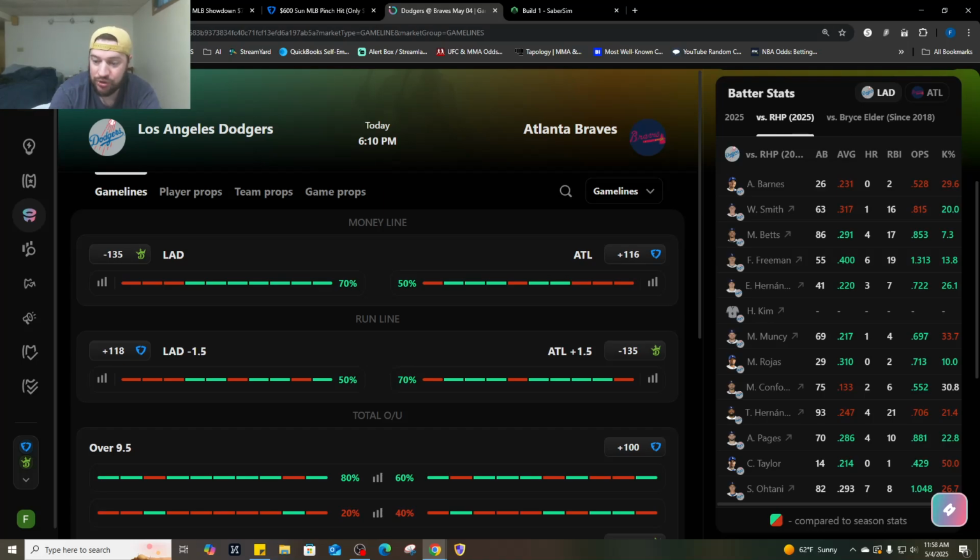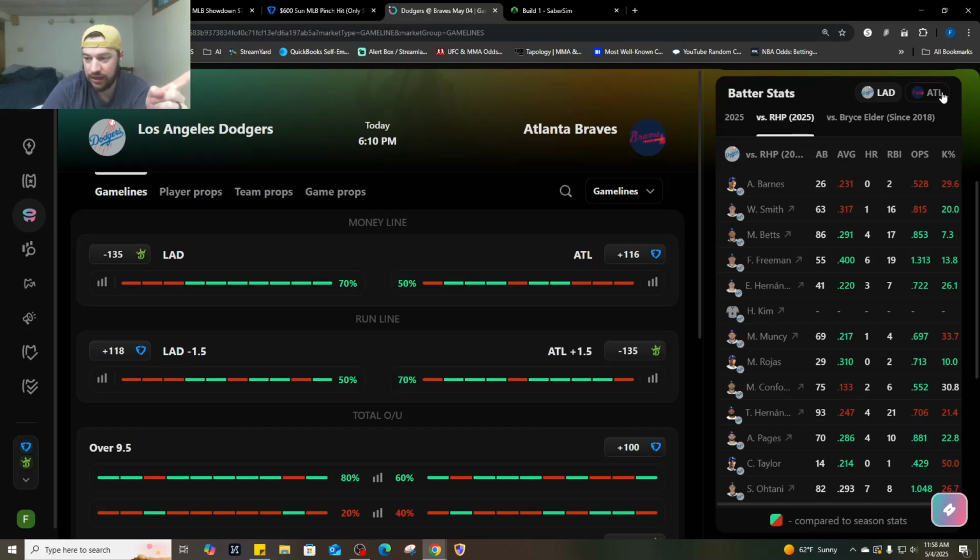Rojas could be a cheaper option, .310 batting average, no home runs. Conforto batting .133 but has a couple of bombs. You've got Teoscar Hernandez batting .247. He does hit lefties better, and we know that. Still has 4 home runs against right-handed pitching. Pages has 4 home runs against right-handed pitching this year, batting .286. Chris Taylor does a little bit better, but I don't know if he'll start. And then you've got Ohtani batting .293 with 7 bombs against right-handed pitching. I don't think it would be an under-owned thing to have Dodgers bats.